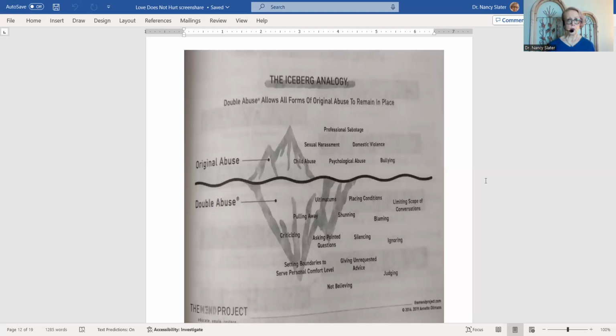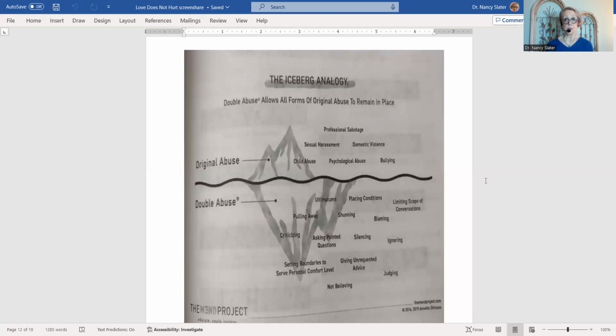It's asking pointed questions. You said there was marital rape. Describe it to me in detail so I can fully understand it. No, that's abusive. That's asking the victim to bring up something that he or she does not ever want to think about again. Not believing, giving unrequested advice. That's the last thing we need to do. Not hearing, a judge situation, the judge not hearing the victim's voice but appreciating the perpetrator's voice, judging. Double abuse is an absolutely terrible thing that happens.